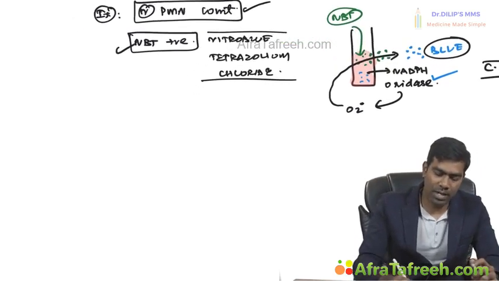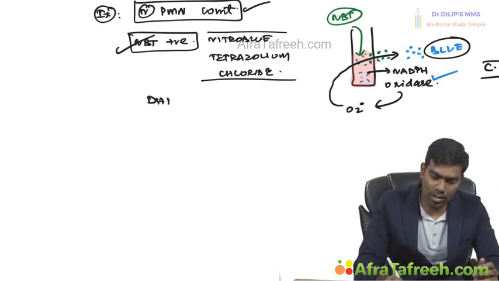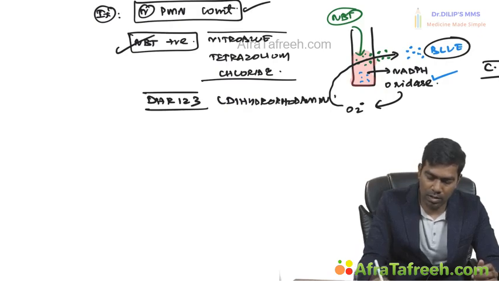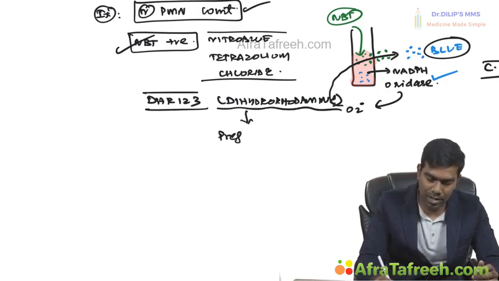Right now the NBT test is not that reliable, so we use another test called the DHR123 test, that's called the dihydrorhodamine test. This is a very important test, and this is the currently preferred test and is actually done by flow cytometric principles.